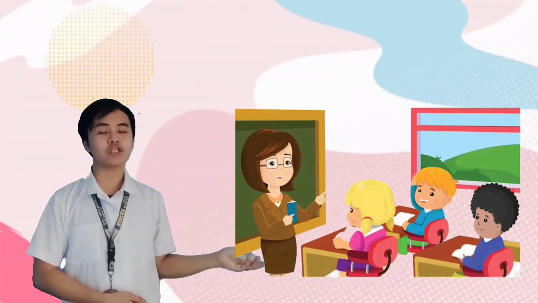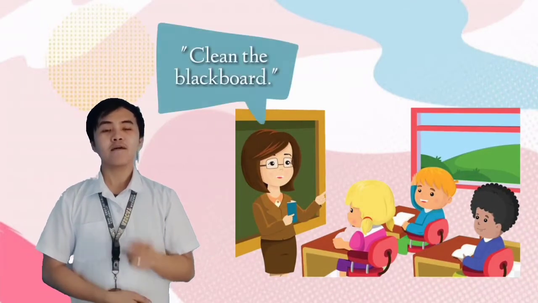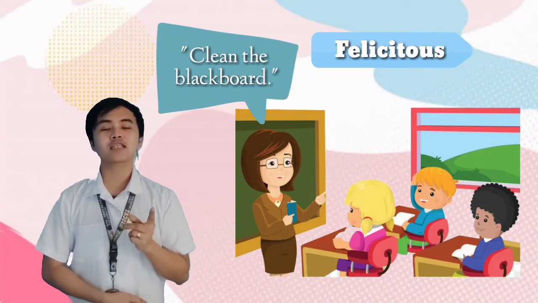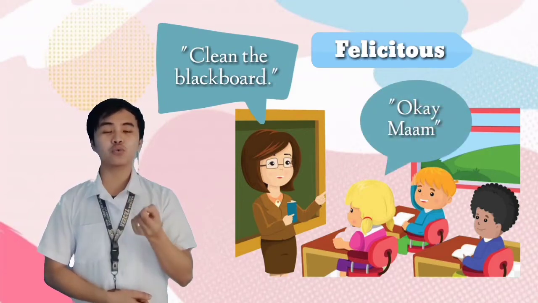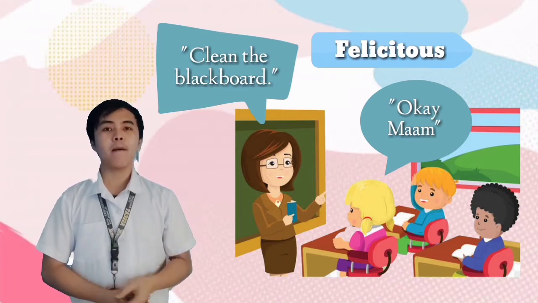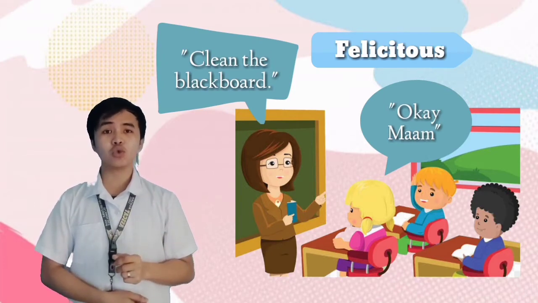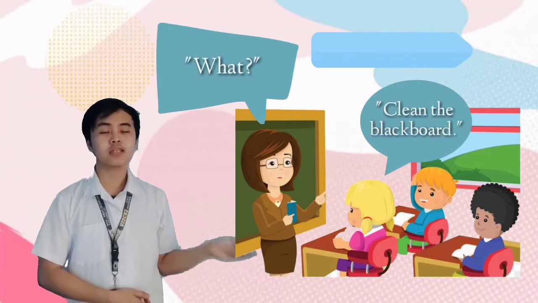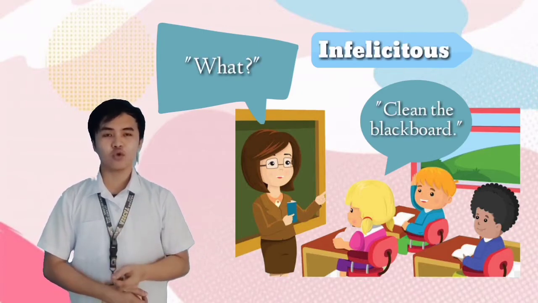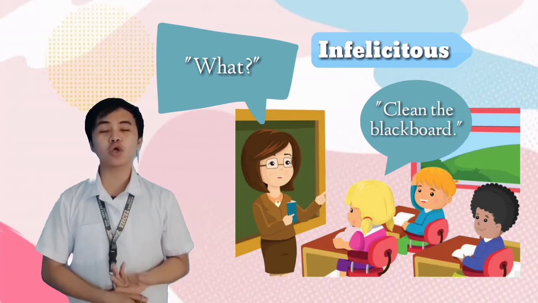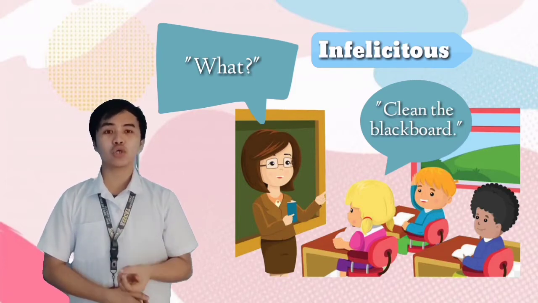For example, the speech act of ordering. In this situation, the speech act is felicitous, or successful, because the student must follow the order of the teacher or the superior. But if you reverse the situation, the speech act is infelicitous, or unsuccessful, because there is no such student who would order the teacher to clean the board.